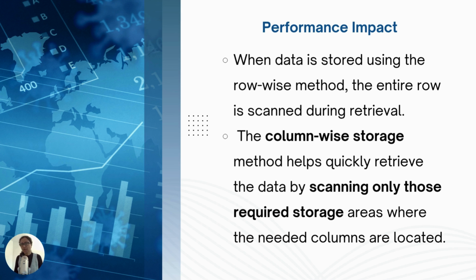So what is the difference? The row wise method is helpful when you want to read all columns of the data. However, for an analytical query that requires a few columns in an aggregated format, it will negatively impact the performance. In that case, column wise storage is very helpful, and it is particularly advantageous when dealing with a large volume of data.